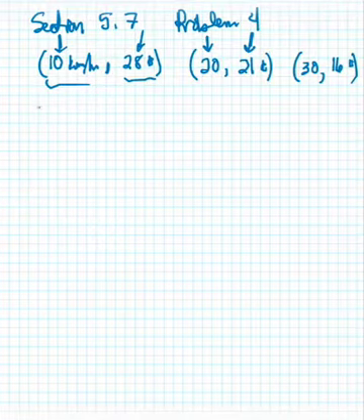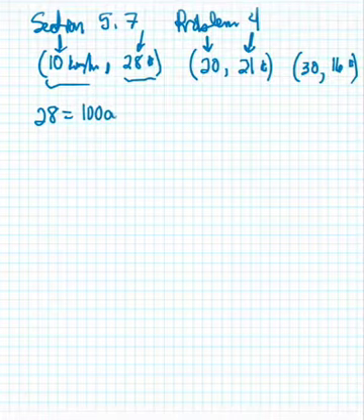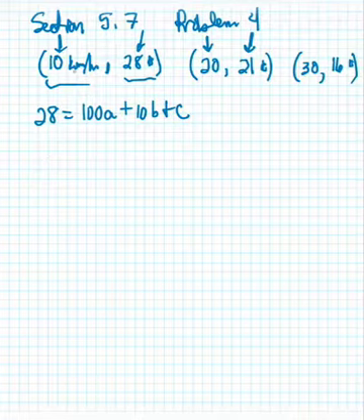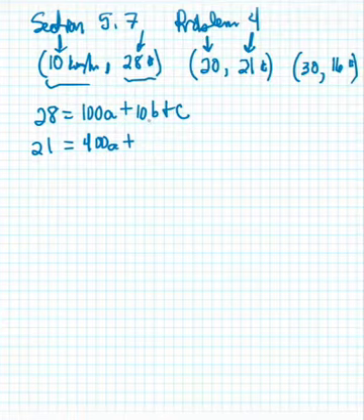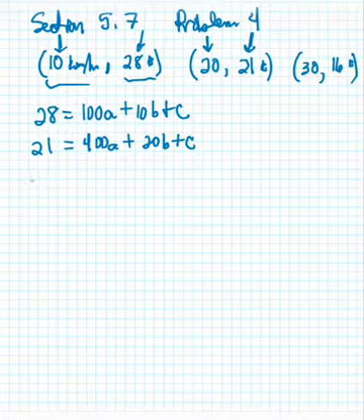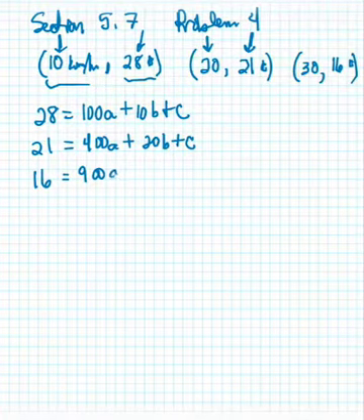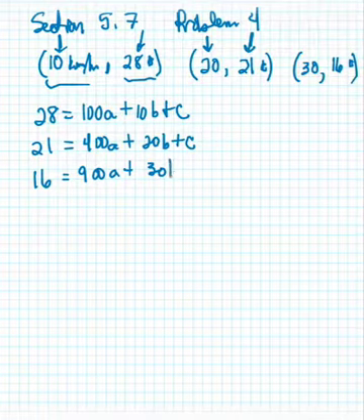All right, so the first equation here, 28, is going to equal 100a plus 10b plus c. You can see that, right? And so it's just that linear equation now, the coefficients. And then 21 is going to equal 400a plus 20b plus c, and then 16 is going to equal 900a plus 30b plus c.